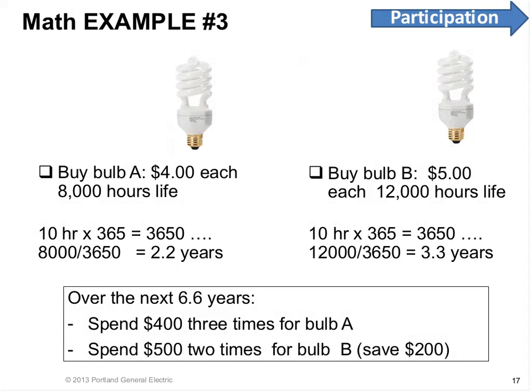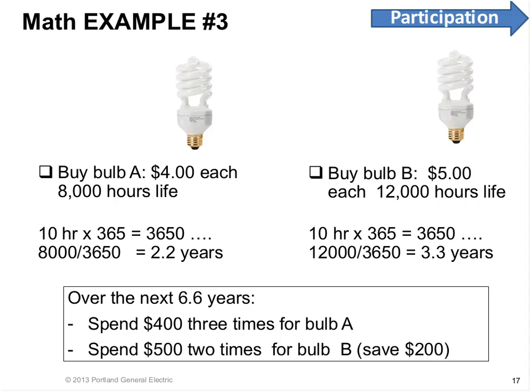One way to look at that is at 10 hours a day for 365 days a year, assuming it's on every day. That's 3,650 hours. The bulb is going to last on average 8,000. If you do your math, that's 2.2 years before you have to replace that bulb. If you buy the $5 bulb and do the math, it will last you 3.3 years.